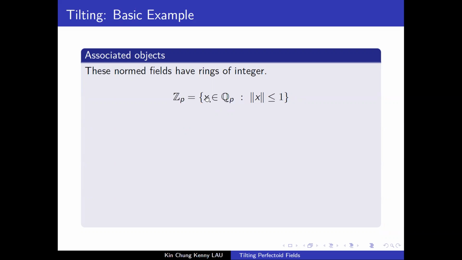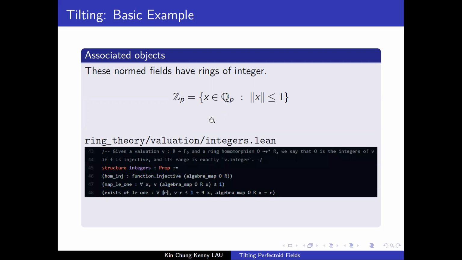One property in particular is that Q_p is the field of fractions of Z_p. In fact, you can obtain Q_p just by inverting p. Once you adjoin p inverse to Z_p, you get Q_p. But this is besides the point. This ring of integers is also in Lean.